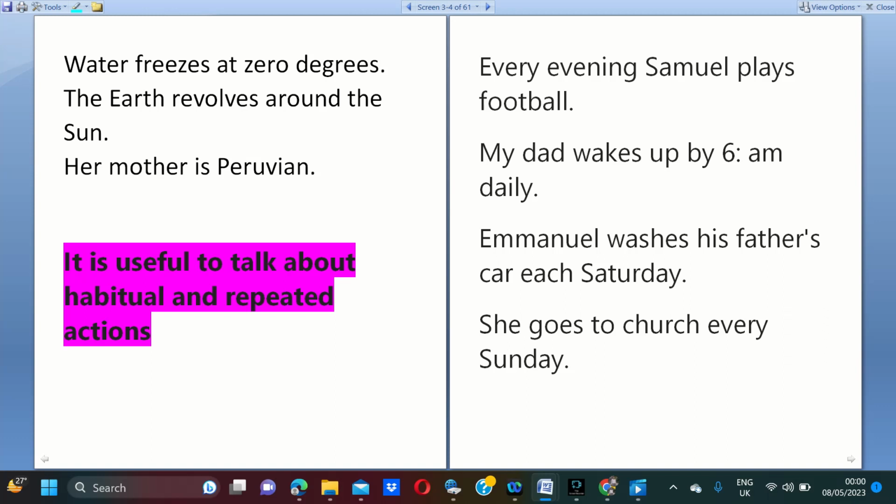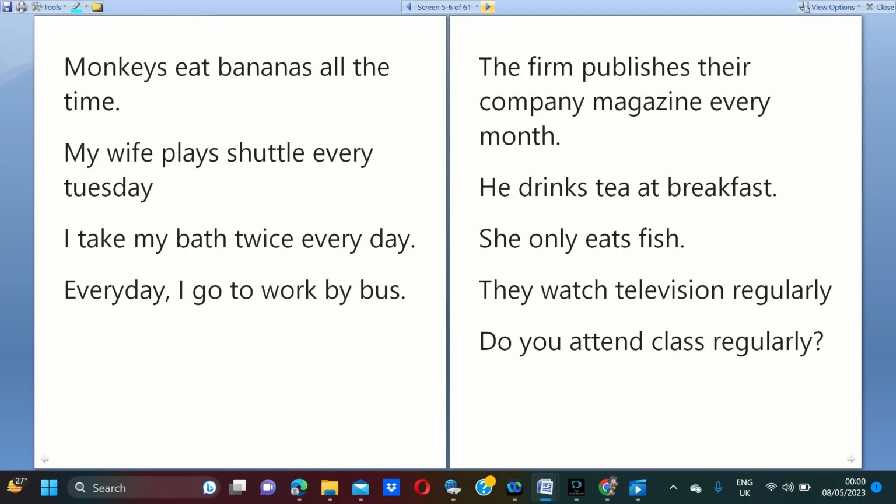Emmanuel washes his father's car each Sunday. It is also a repeated and habitual action. She goes to church every Sunday. It is also a habitual action. Monkeys eat bananas all the time. It is also a repeated one. My wife plays shuttle every Sunday. This is a habitual one. I take a bath twice every day. It is also a habit. Every day I go to work by bus.